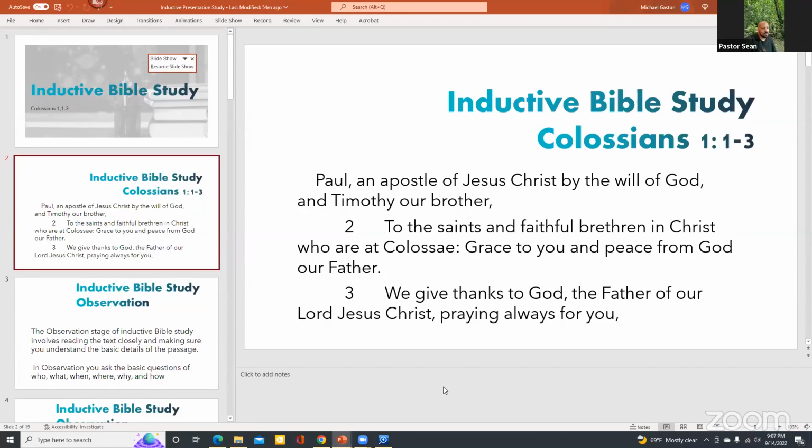Trent, do you think maybe you want to leave some homework, that they can maybe read the introduction to the book if they have a good study Bible? Okay, yeah. Your homework would be to read chapter one of the book of Colossians. If your Bible has an introduction to it, read the introduction.